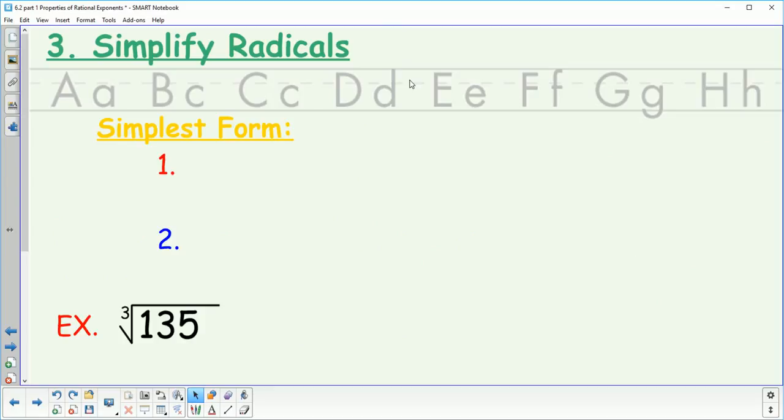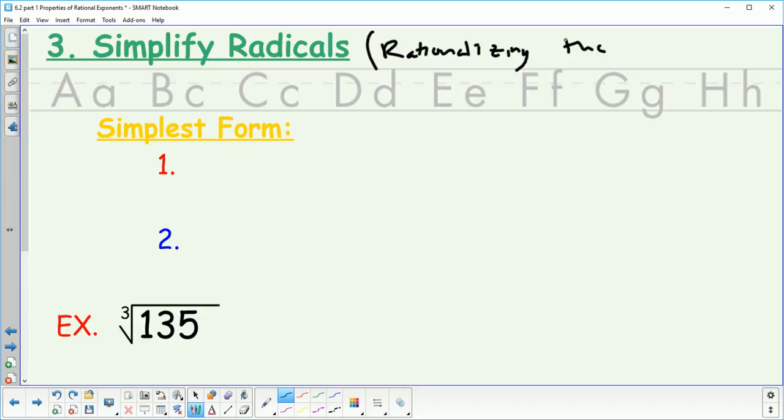Okay, so those are your two properties of radicals. And the last one is going to be simplifying radicals. Again, just as a reminder, we often call this rationalizing the denominator. In order to put it in simplest form, we're going to rationalize the denominator.